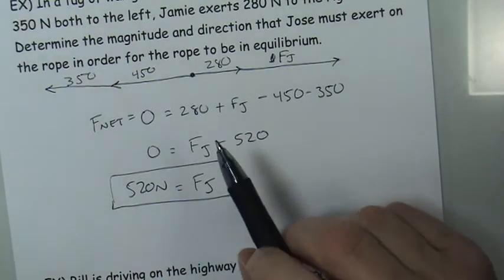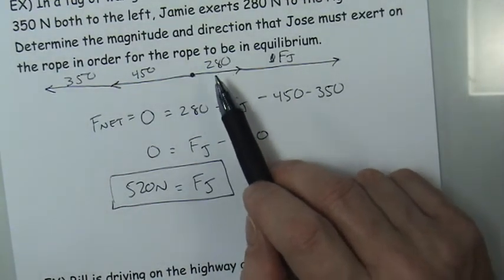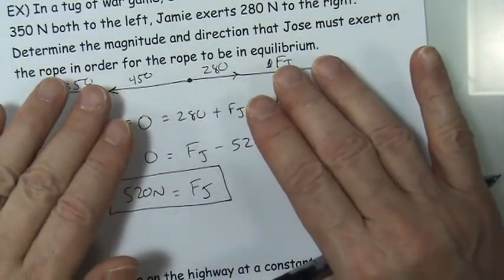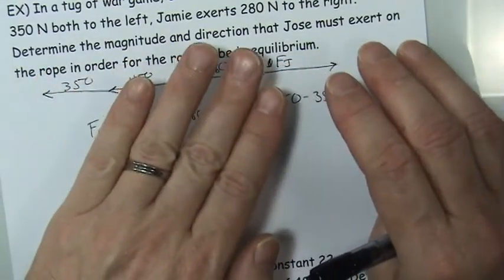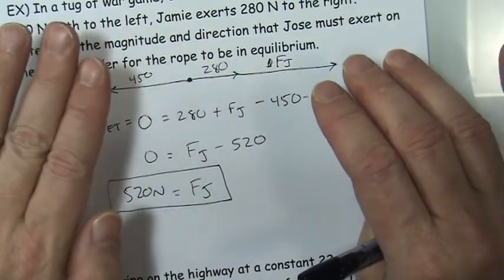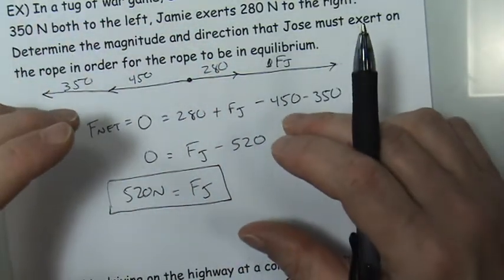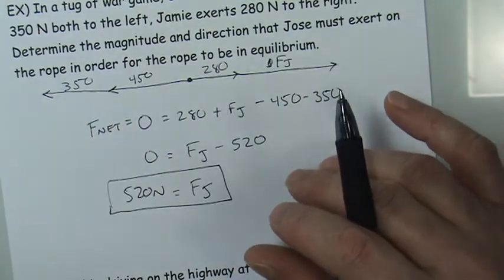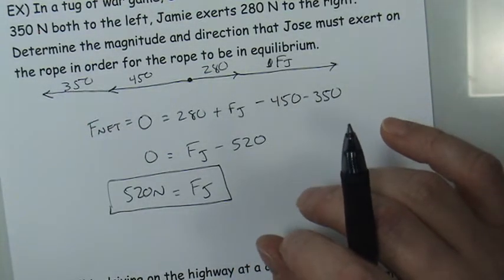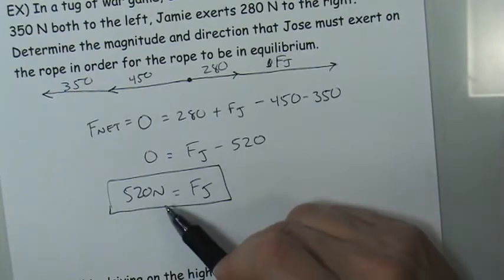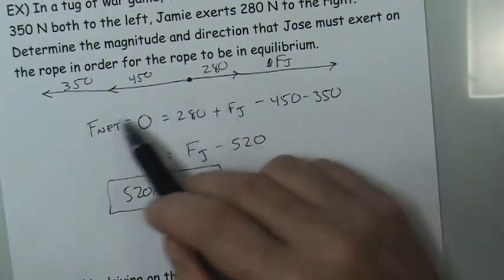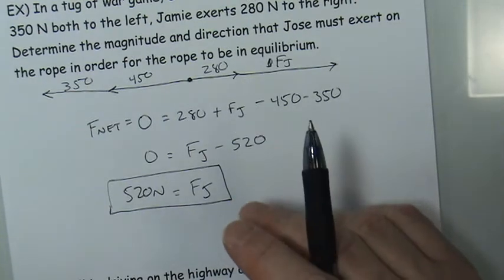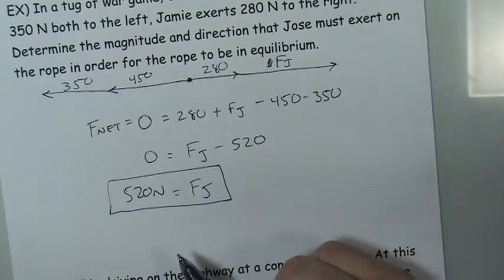One thing just to point out before we leave this problem, though, there's nothing in this problem that said the rope wasn't moving. The rope could be moving. So the rope might just be steadily moving at a very slow speed one way or the other. When the rope is in equilibrium, it is just going to continue doing whatever it was doing at the moment when it reached equilibrium. So it might have been speeding up, but when Jose added that force and brought it to 520 so that it balanced out all of the other forces, now the rope is just going to continue to do whatever it was doing at that moment when that equilibrium was achieved.